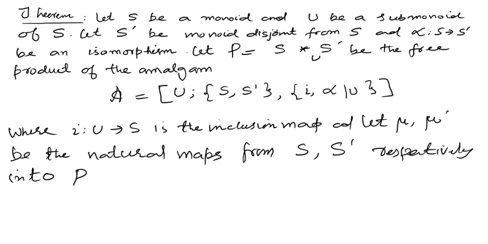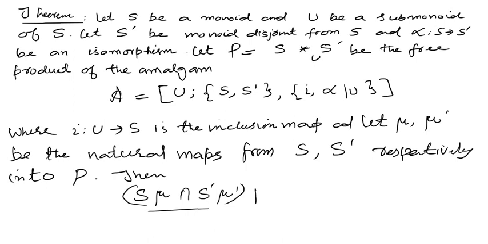So then we have the following relationship: the image of S under mu intersection the image of S prime under mu prime, the inverse image of this intersection under mu, is equal to the dominion of U in S.